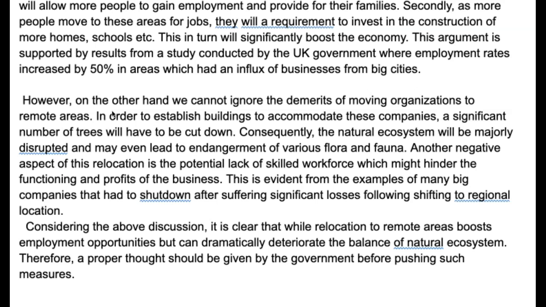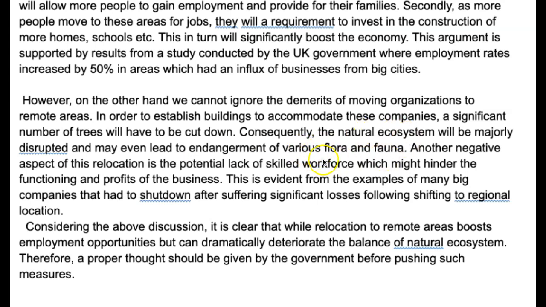But if, for example, my area, where I come from in England, Yorkshire, it's just fields. There isn't hardly any woodland, and all they'd have to do is just dig up fields and put the companies there. Simple. So, there's always a counter argument. That's why we have to hedge. Consequently, the natural ecosystem would be majorly disrupted, significantly is a better, more natural way to say that. And may even lead, great hedging there, to the endangerment of various flora and fauna.